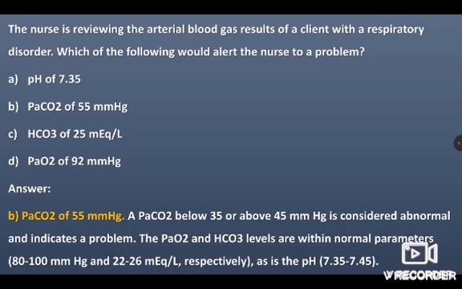A PaCO2 below 35 or above 45 millimeters of mercury is considered abnormal and indicates a problem. The normal PaCO2 level is 35 to 45 millimeters of mercury. The PaO2 and bicarbonate levels are within normal parameters. That is, normal PaO2 is 80 to 100 millimeters of mercury and bicarbonate level is 22 to 26 milliequivalent per liter. And pH is also within normal limit, that is 7.35 to 7.45.